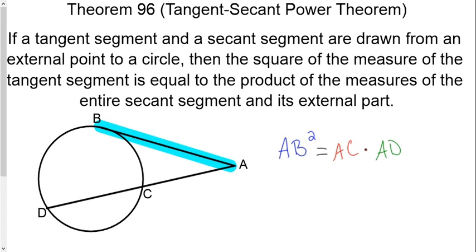So this is my tangent line right here. If I take this length and square it, it is equal to the length of the whole AD, so the length of the whole secant segment, times the length of AC, which is just this part. So here it's not the parts, it's the outside part times the whole. So it's the tangent segment squared, because there's only the one piece, equal to the outside piece times the whole length of the secant segment. And you could have flipped AC and AD, doesn't matter, because when you're multiplying, order does not matter.